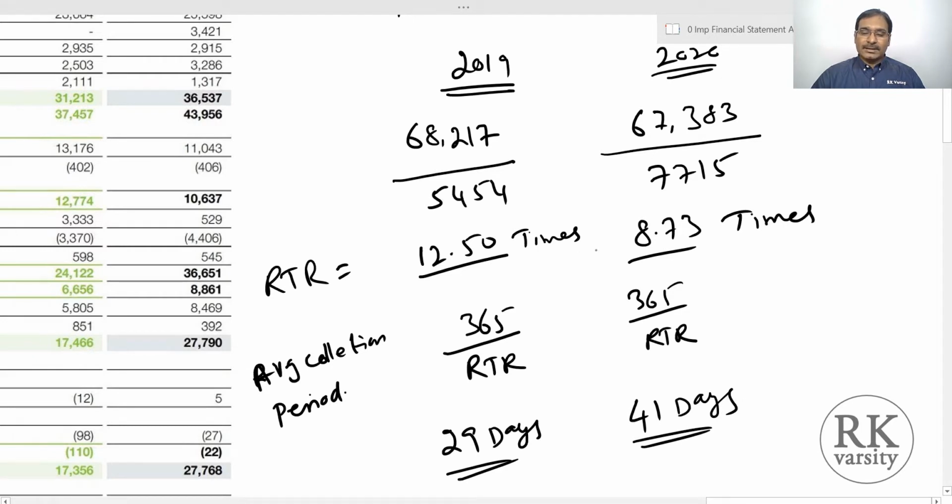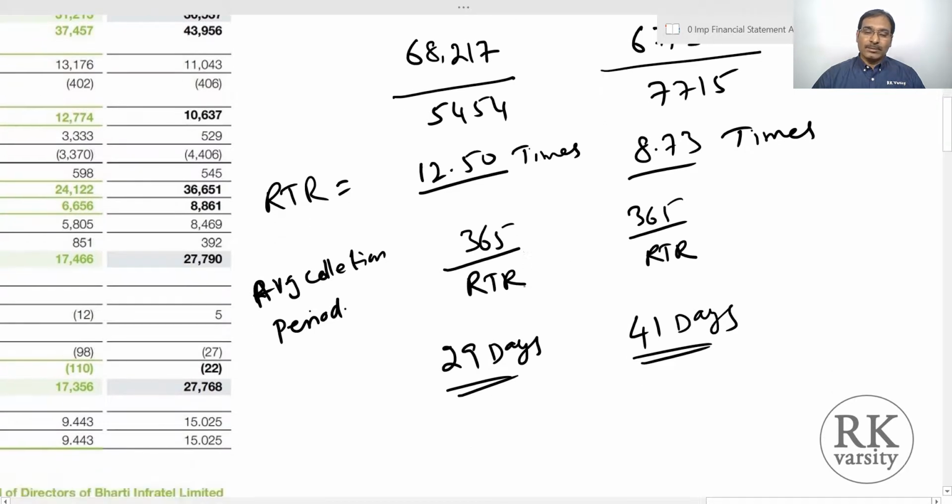This indicates that there is a problem with the receivables turnover of Bharti Infratel, because the ratio has come down. The higher the receivables turnover ratio, the better it is. In the sense, the company is able to collect its receivables faster, and when it is low, it indicates that the company is not able to collect the receivables faster, and there is a delay in receivables collection. This we will know by observing the average collection period. In 2019 the average collection period is just 29 days. That means after making a sale, the company was able to collect the receivables within 29 days.